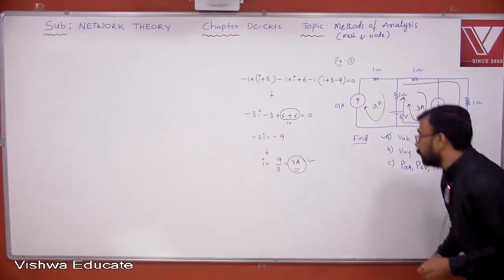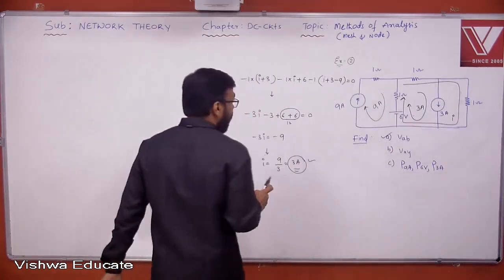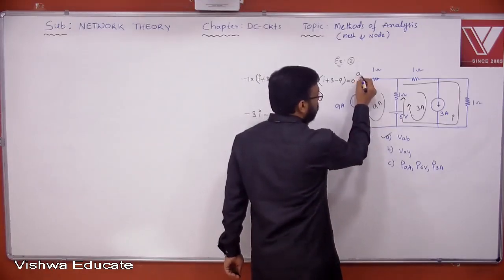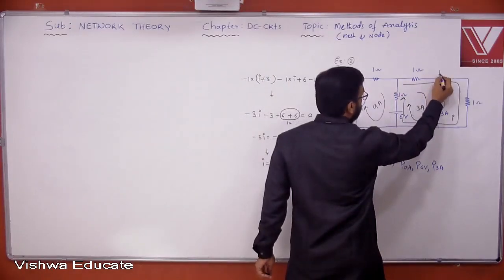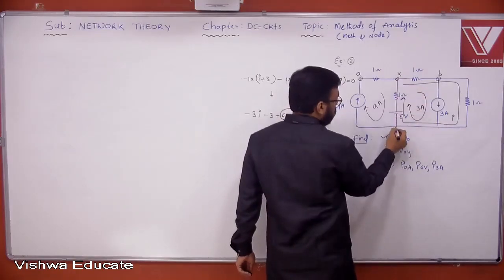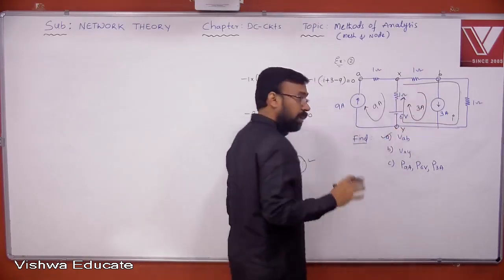Okay, I think you got it. Now let's find VAB. For VAB, where is A actually here given? This is given A. This is given B. Please note down this. I think I have not shown initially, but please note down. This is X and this is Y. These are given actually in the network itself.